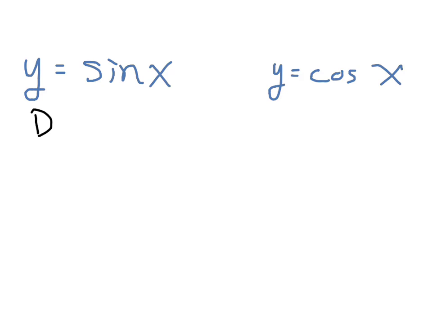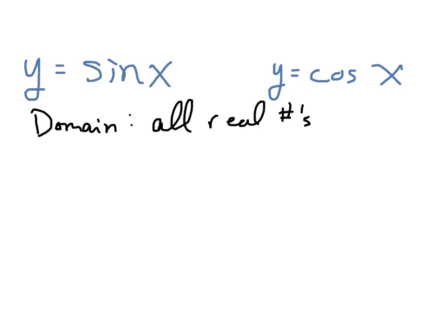As far as the domain goes, if they ever ask you what's the domain, every single one of them, or both of them, are all real numbers. These continue to go on forever from left to right. So there's no break in the action. It just continues to keep going. The range on the generic one ends up going from -1 to 1.